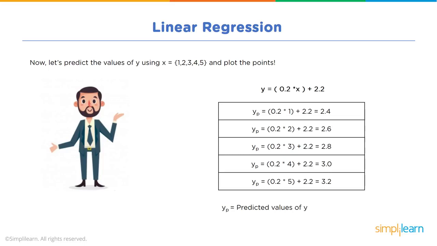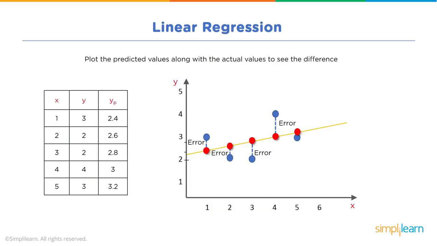And when we plug those in, we get y, designated with y of p. You can see that x equals 1 gives 2.4, x equals 2 gives 2.6, and so on and so on. So we have our y predicted values of what we think it's going to be when we plug those numbers in. And when we plot the predicted values along with the actual values, we can see the difference.